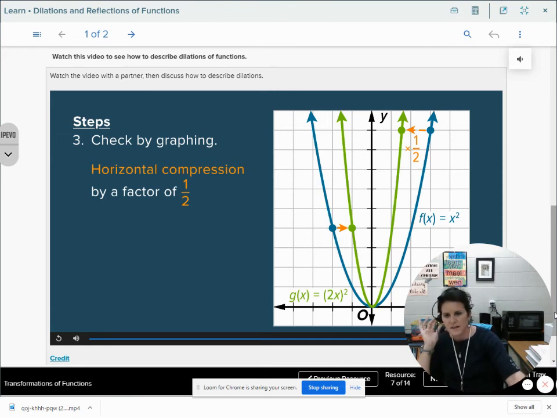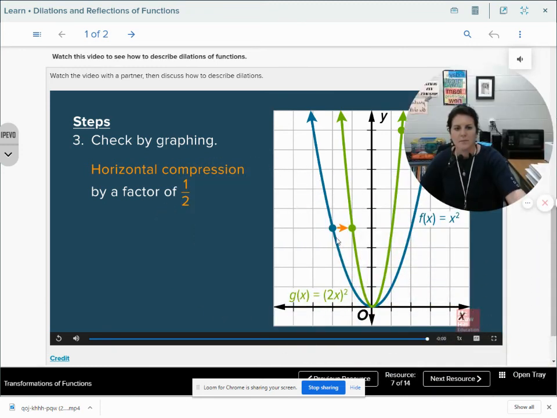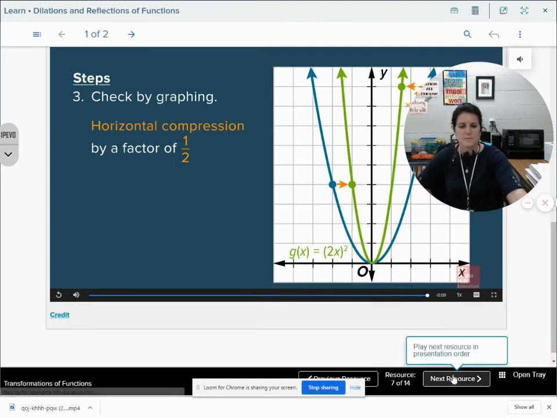All right, so that kind of sums it up for you, helps you know what you're looking at. We're looking at the x coordinate. To find the new x coordinate of this point, what they did was they said, okay, take whatever the x coordinate is and multiply it by 1/2. Think about that. If I have 2, 2 times 1/2 is 1, and it moved it over 1. So that's what that's explaining.